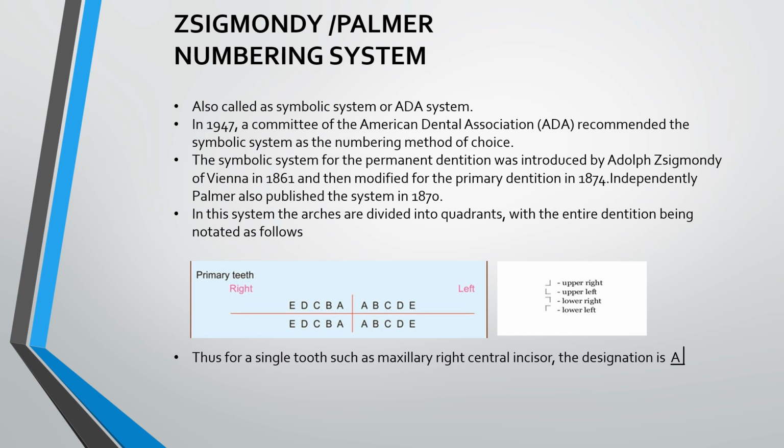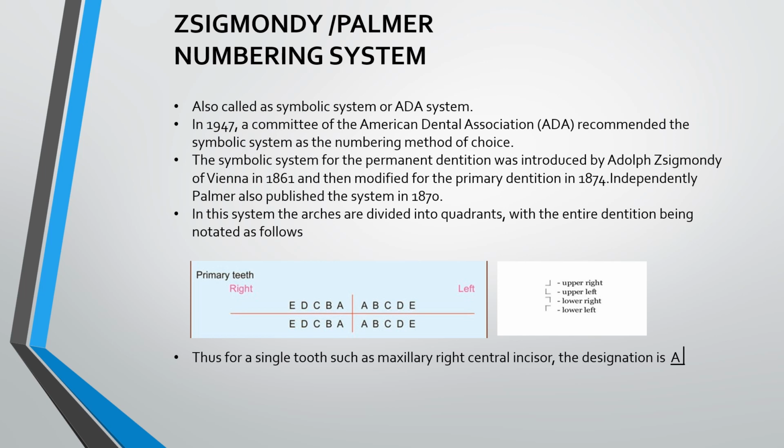In this system, the arches are divided into quadrants with the entire dentition being notated as follows. The upper and lower jaw are divided into four quadrants. The deciduous teeth are represented by alphabets. You can see that it is divided into four quadrants and every quadrant starts at A and ends at E. A is central incisor, B is lateral incisor, C is canine, D is first molar, and E is second molar. So there are a total of 20 teeth.